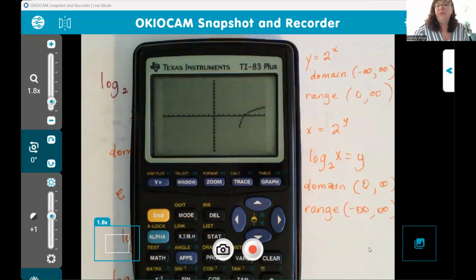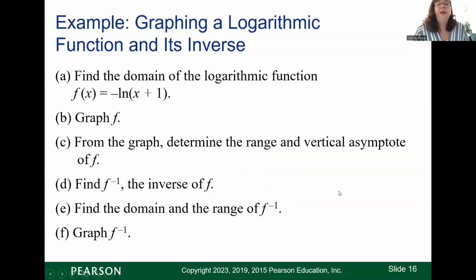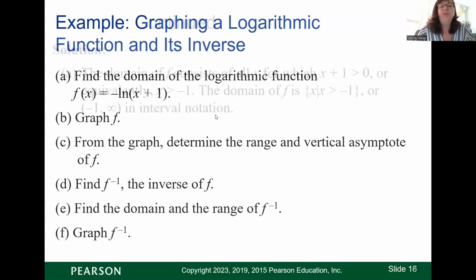All right, so natural log we said is log base e. Let's find the domain of the logarithmic function. We're going to graph a log and its inverse: f of x equals negative ln x plus 1. First we're going to graph it. We're going to take the basic natural log function, flip it across the x-axis, and move it right 1 unit.